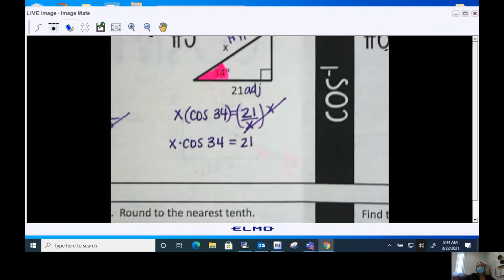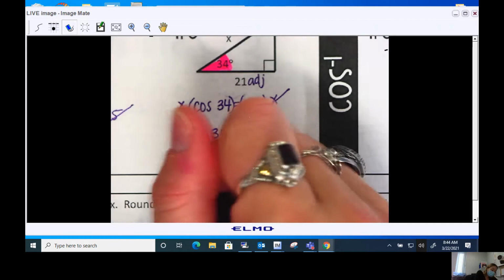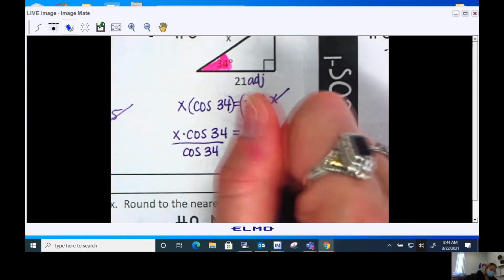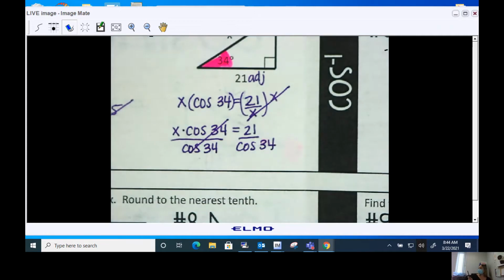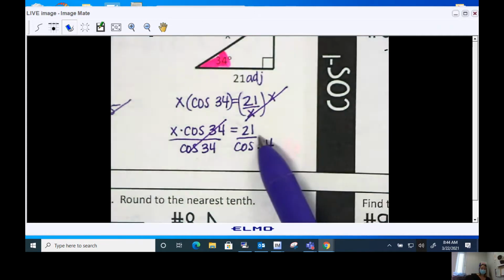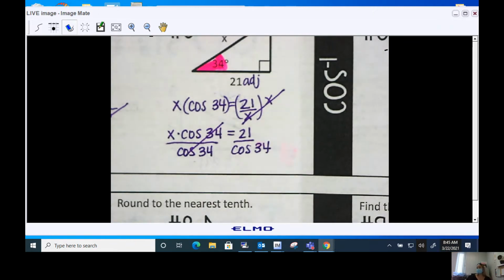What's my final step to get x by itself? Divide by that cosine of 34. Good. And then it's just, did you put it into your calculator correctly? So when you put it in your calculator, you're doing 21 divided by 34 cosine equals. Don't forget to put the equal button. So everybody do it one more time just to be sure. 21 divided by 34 cosine equals. What did you get? X equals 25.3. Beautiful.